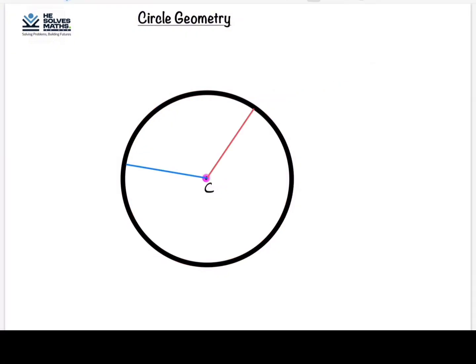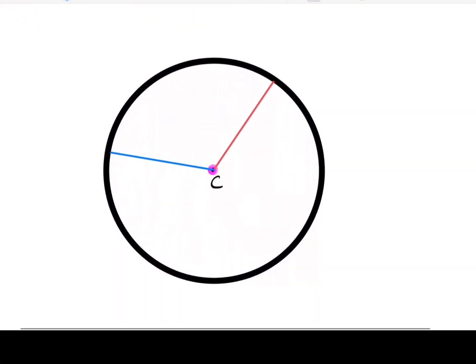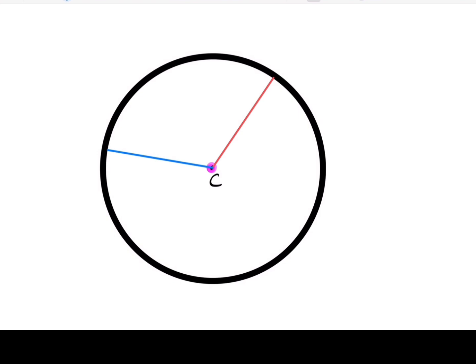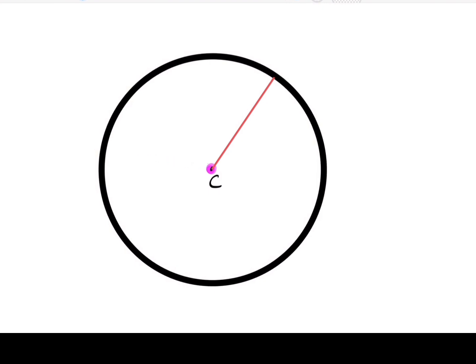The next term we're talking about is the radius of a circle. The radius of the circle is the distance from the center of the circle to any point on the circle. Now, these red and blue lines we drew, they are both radii. That is, a radius is a line drawn from the center of the circle to any point on the circumference. This is what a radius is.